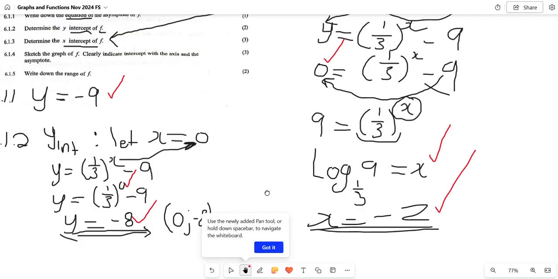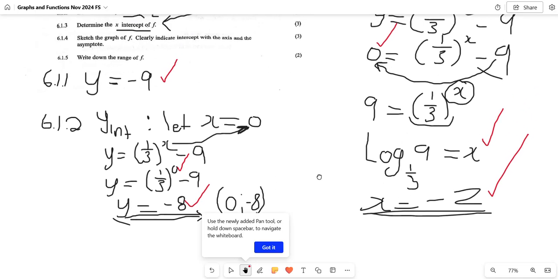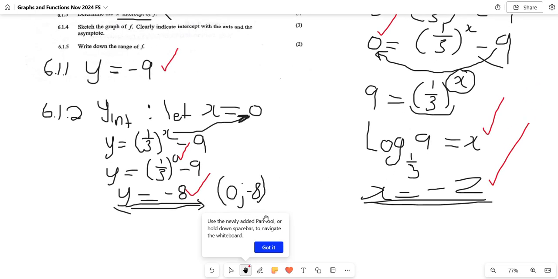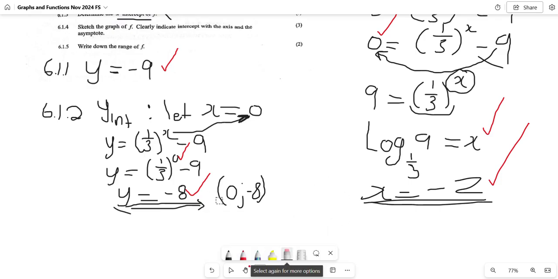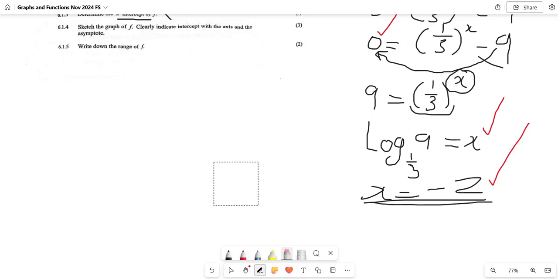We are still moving. Let us kindly erase so that we create some space for ourselves here. We know the y-intercept is -8, and the equation for the asymptote is y = -9. Then we go to 6.1.4. In 6.1.4, we are required to sketch, clearly indicating the intercepts with the axis and the asymptote.